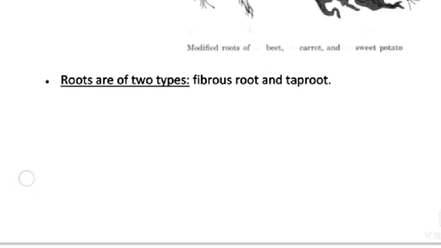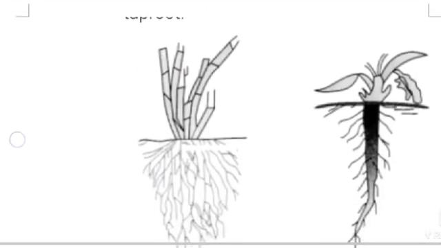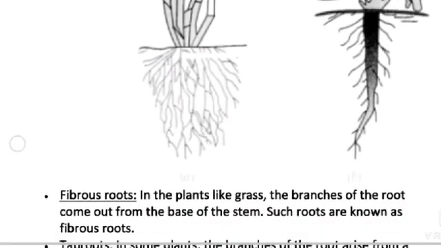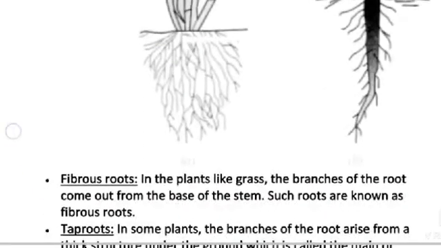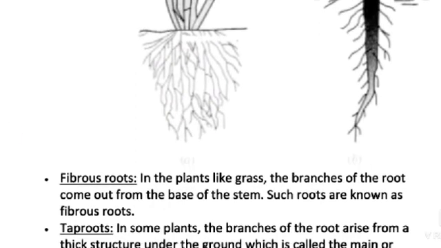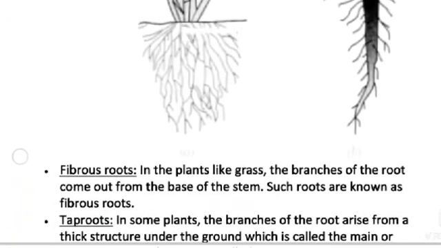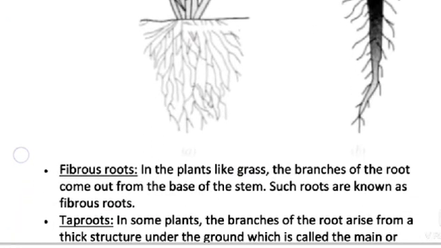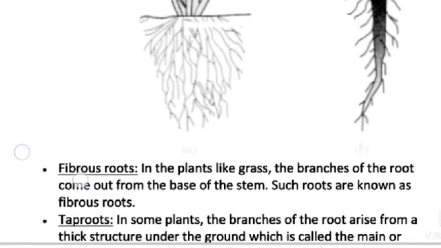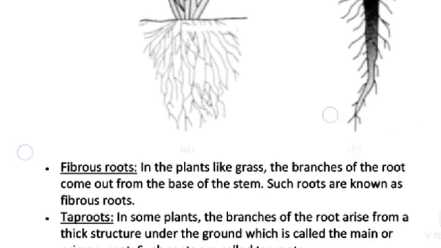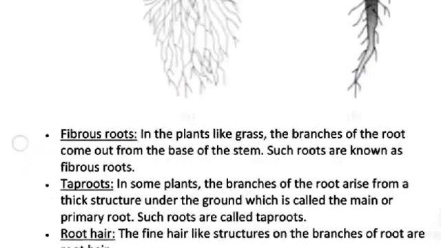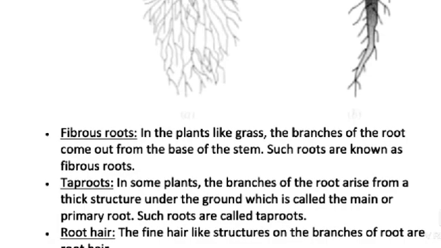Roots are of two types, fibrous root and taproot. Fibrous root is present in monocotyledon, and taproot system is present in dicotyledon. In plants like grass, the branches of the roots come out from the base of the stem. Such roots are known as fibrous roots.